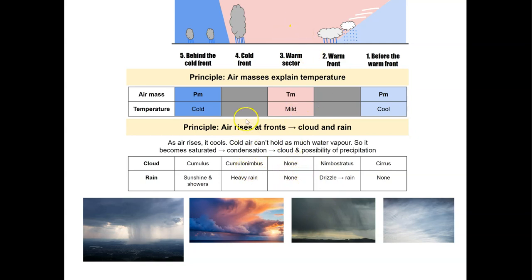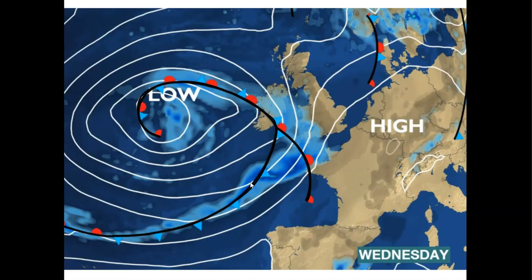Then when you come to the cold front, there's the clues in the name, there air rises, cools and condenses to form cumulonimbus clouds, which give you the gloriously heavy rain. And after the cold front itself, you will have your sunshine and showers weather, courtesy of those cumulus clouds. So the air rises at the fronts, so you're getting the cloud forming there and the precipitation at the fronts. That's your second principle.